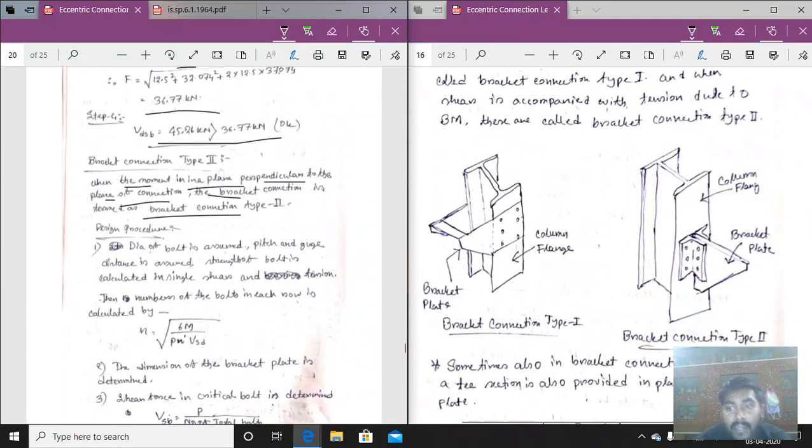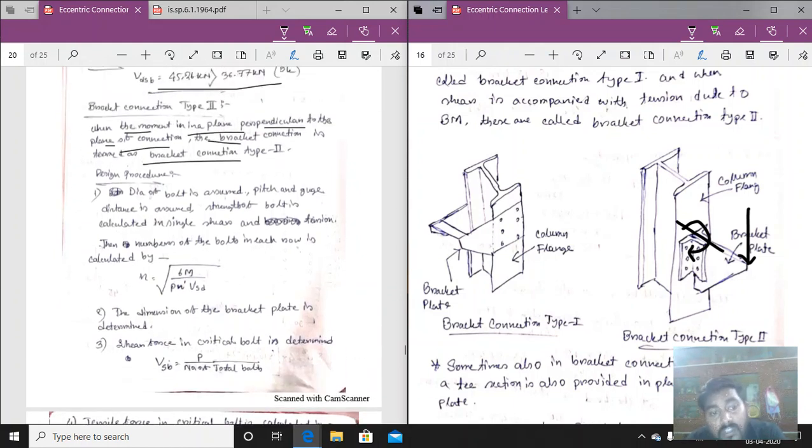If we go to the bracket connection 2 picture, here the load is acting and the moment will act in that direction. So the moment is acting in a plane perpendicular to the plane of connection. So this is the plane of connection and the moment is acting perpendicular to that plane. So bracket connection type 2 will be provided here. The design procedure is somewhat similar to the unstiffened seat connection. Throughout the design procedure we will see that it is similar to that.